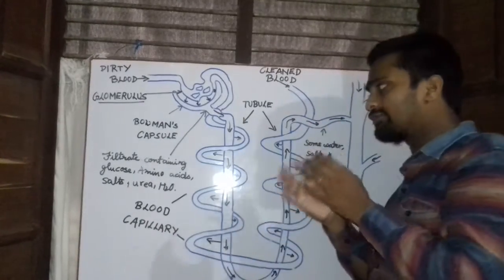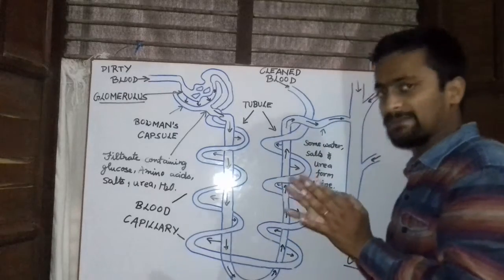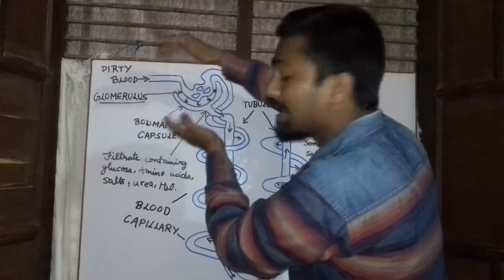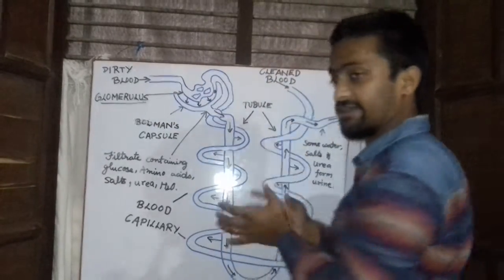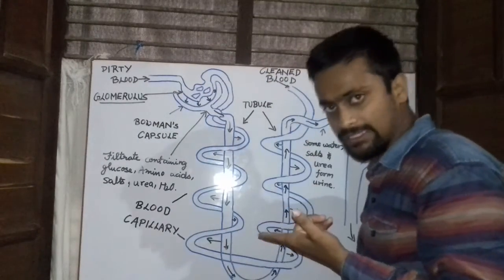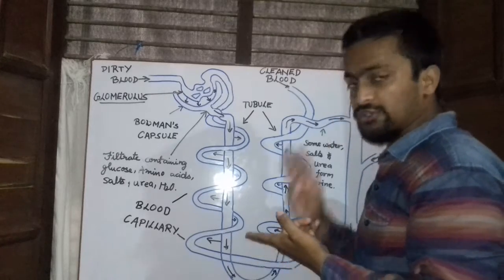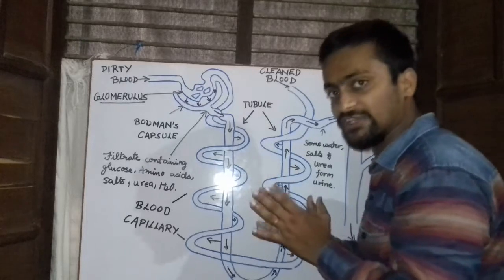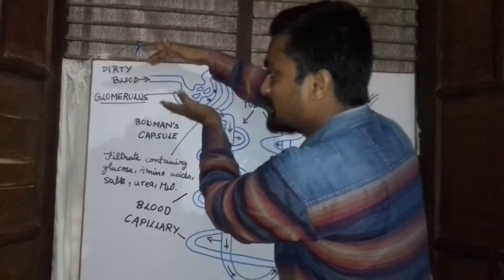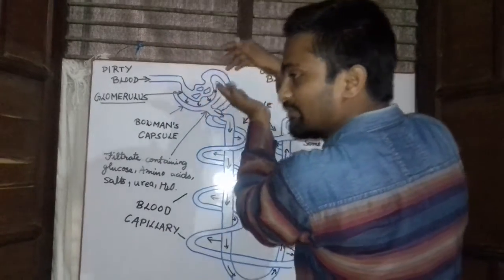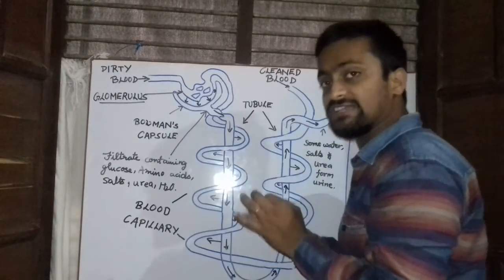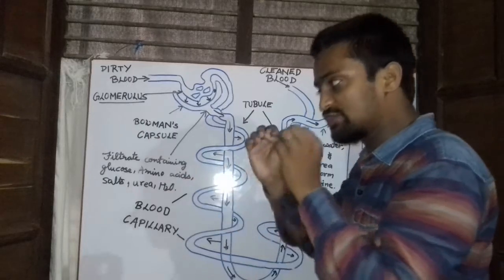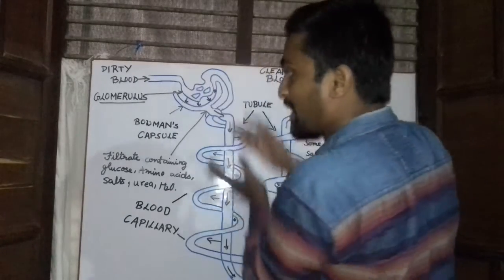Now we will see how the process of filtration takes place in the kidneys. So what happens? This renal artery brings in the dirty blood. Now this dirty blood contains proteins, RBCs, urea, water, amino acids, salts and other waste materials. Now this dirty blood passes through the glomerulus. This glomerulus serves as the main filtering unit, and it has pores of a limited size, which means the large molecules cannot pass through.